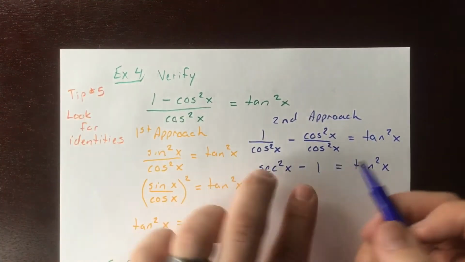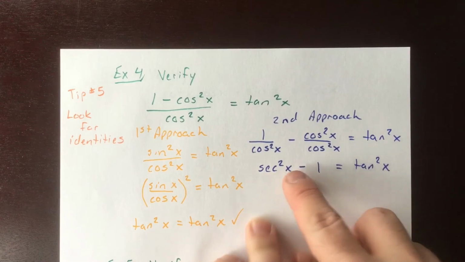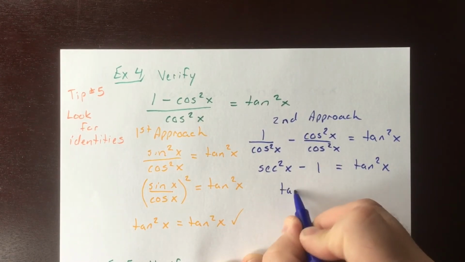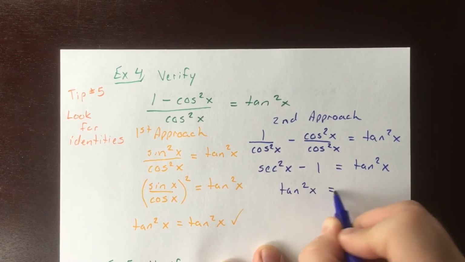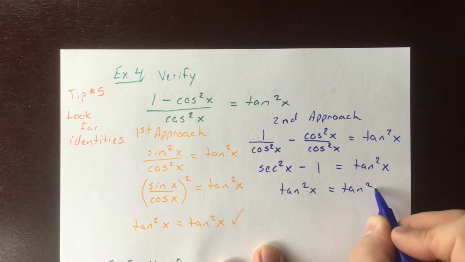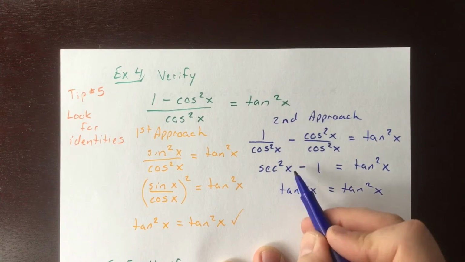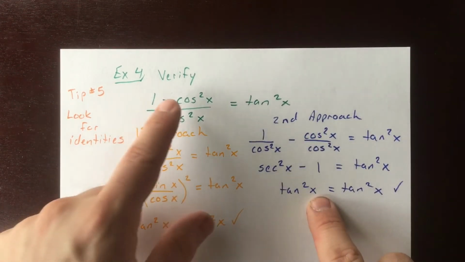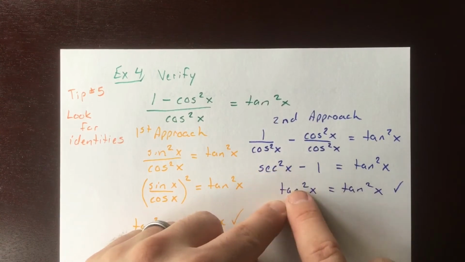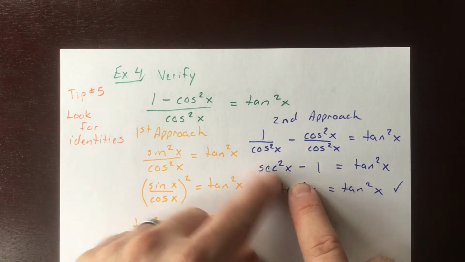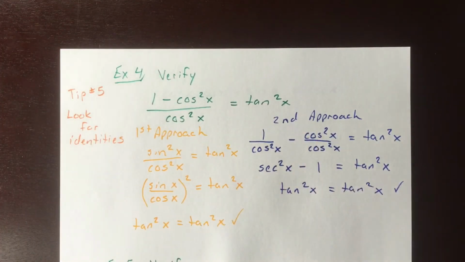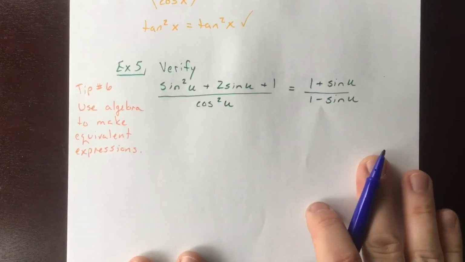Remember with verifying, yes, we know from our Pythagorean identity that this is tangent squared, but we have to write that step. We have to show the step. So you use the Pythagorean identity in this approach, whereas it's a different identity than what we used for the first approach. 2 approaches getting the same end step. Let's try this one out.